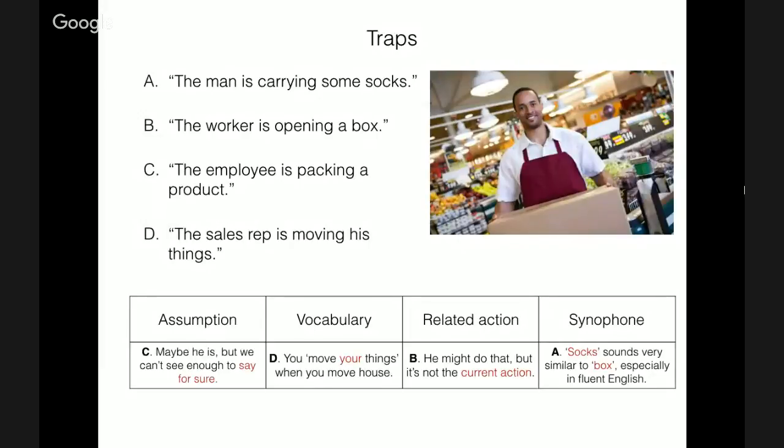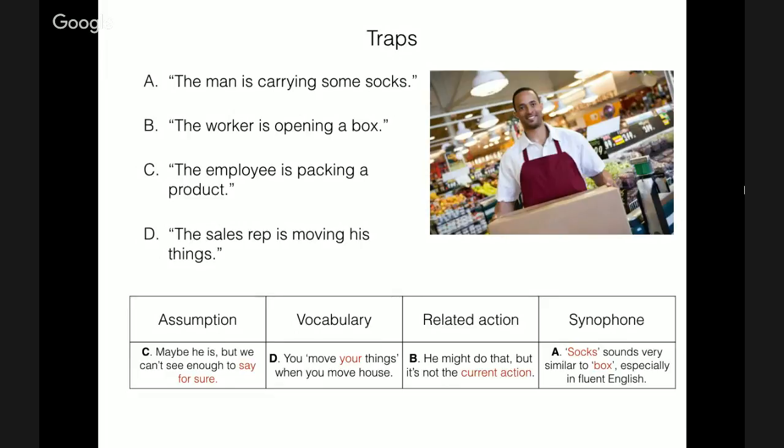Okay, so here's what I planned for this part. The assumption is C. So when we say the employee is packing a product, that's possible. Maybe he is, but we can't see enough in the picture to be sure. We don't know. We can't see what he's doing with his hand. So if we're not 100% sure, maybe it's that. It's not the answer.